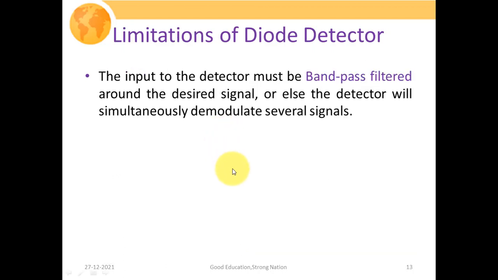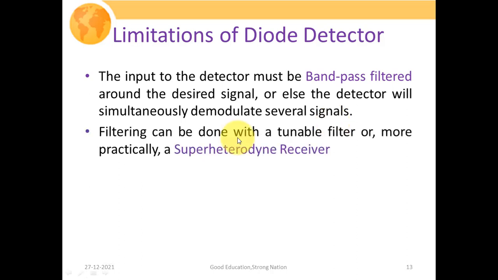Now we're going to discuss the limitations of the diode detector. So what are they? The input to the detector must be band pass filtered around the desired signal, or else the detector will simultaneously demodulate several signals. Why is it so? We had already discussed that the signal we have received is going to contain multiple high frequency components also. If we do not perform effective filtering, then we will get several different components which will further distort our signal, and we are not in a state to obtain our message signal effectively. Filtering can be done with a tunable filter, or more practically a super heterodyne receiver.